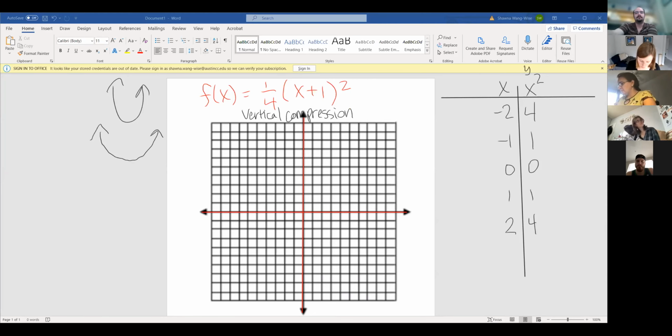All right, so things that happen vertically, those affect the Y, right? So we are going to multiply our Y by the 1/4. So if I come over to my table, I'm multiplying my Y's by 1/4. And I just do this all the way down on my table. Okay, so 4 times 1.